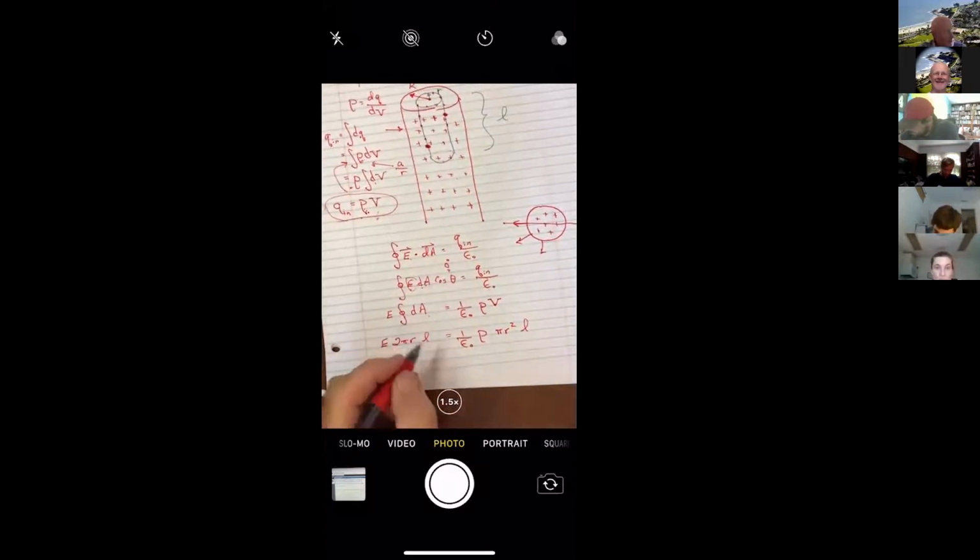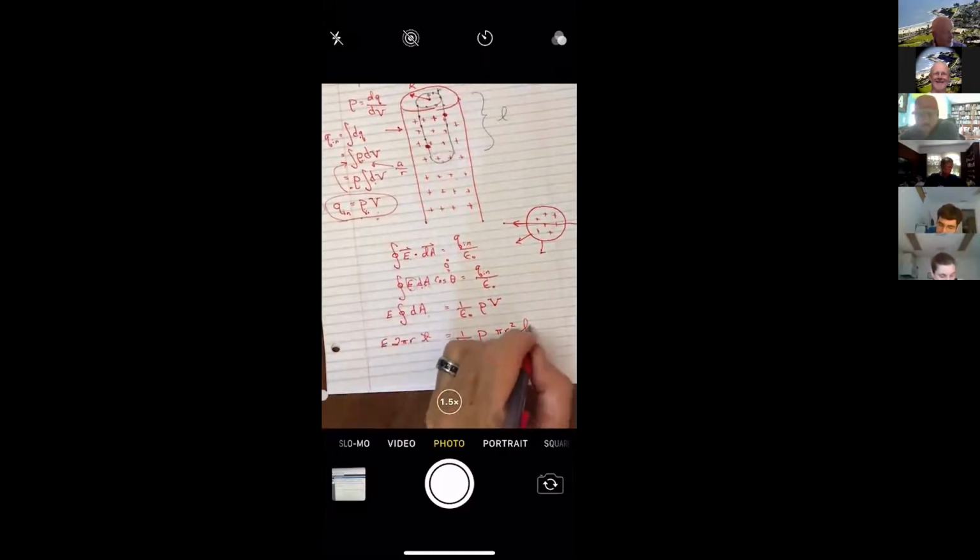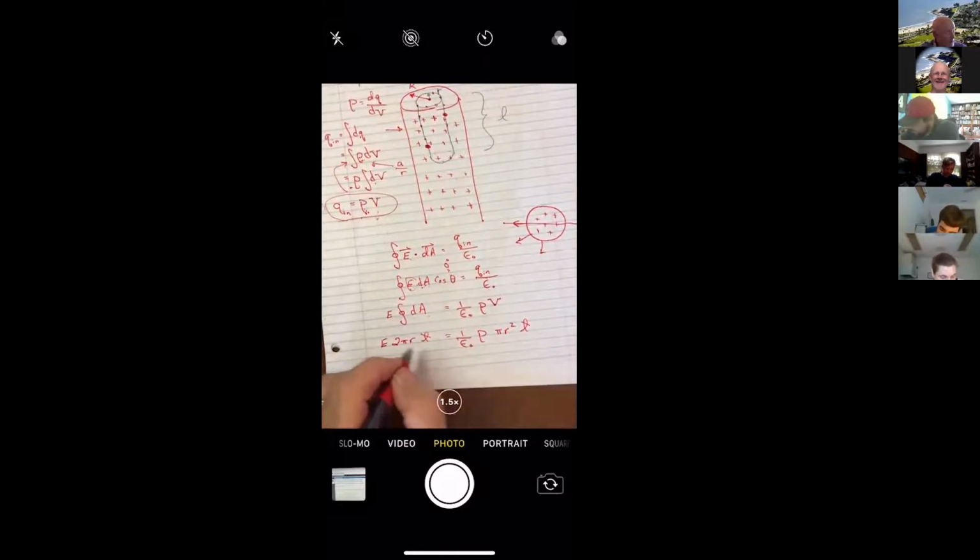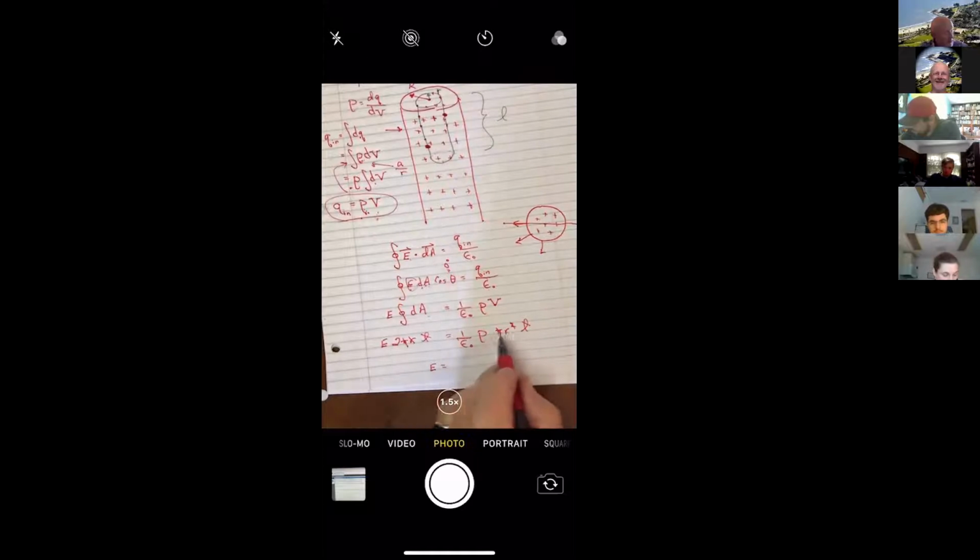And now I can simplify. An L cancels off. A pi cancels off. One of the r's cancel off. And let's see, I'm left with a density, an R, density R, and then the 2 from this side, and epsilon naught.